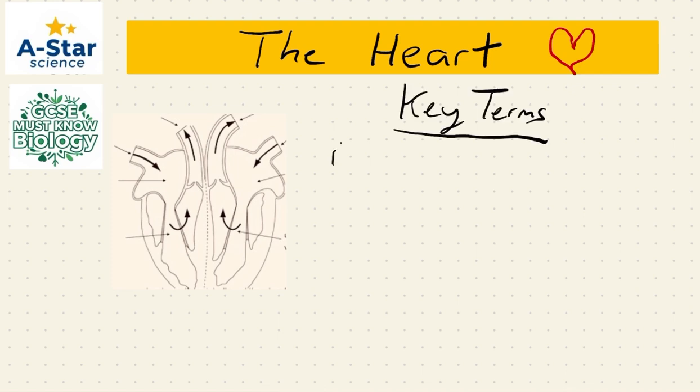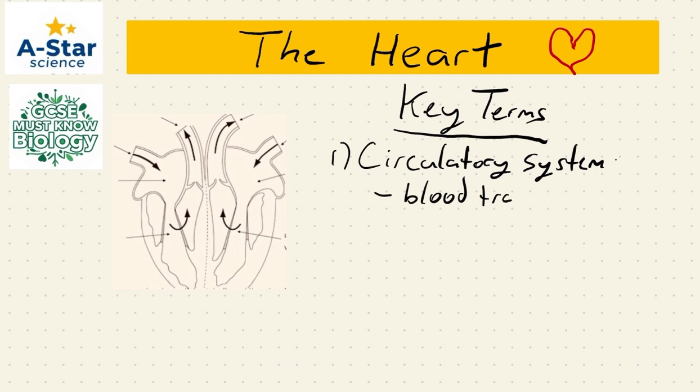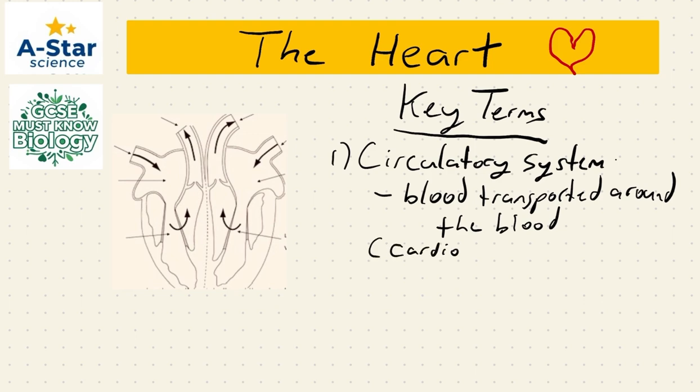The first term we need to understand is the circulatory system. The heart and its blood vessels are part of the circulatory system. The circulatory system is the system by which blood is transported around the body. That's the circulatory system. You also hear this system being called the cardiovascular system. Vascular meaning veins and arteries, and cardio referring to the heart.